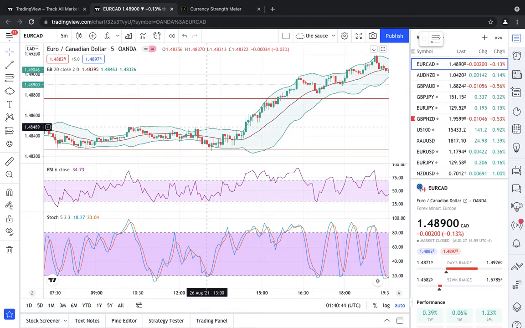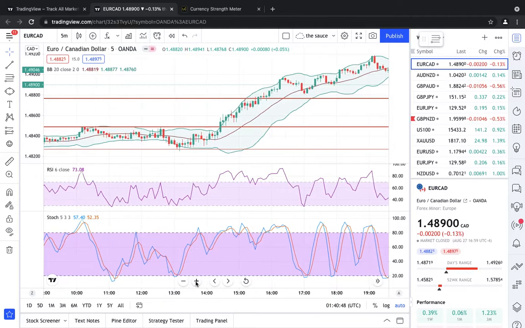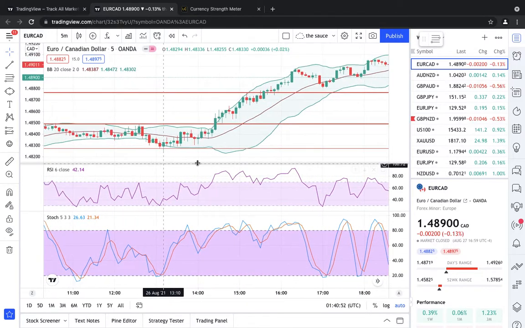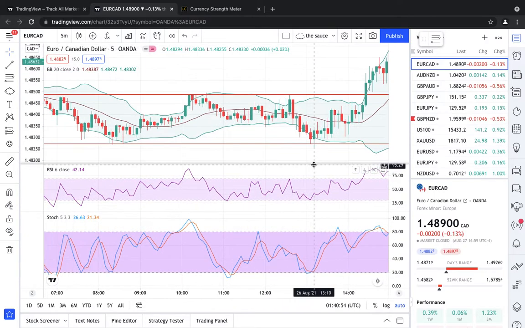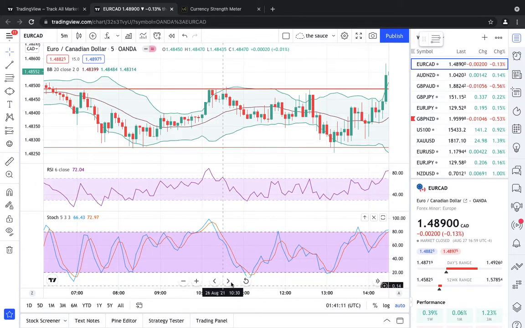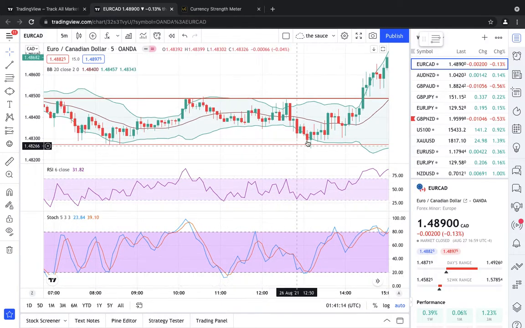Look here. Look at that. Look at that. It came up to here first, worked its way down to here, bounced back up to here, to here, to here. So you see the market, it's clear.